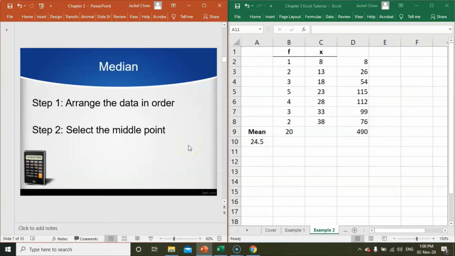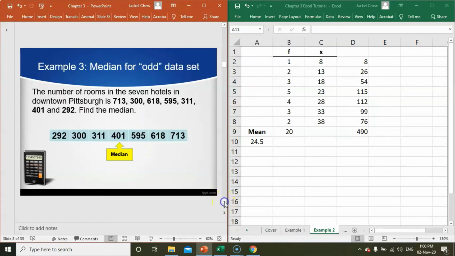For median, for ungrouped data, we need to arrange the data in order. Then we need to select the middle point. So let us see this example. For this case, we use an odd data set. That means we have 7 data. For this odd data set, we need to arrange the data in ascending order, and then you pick the number in the middle as your median.